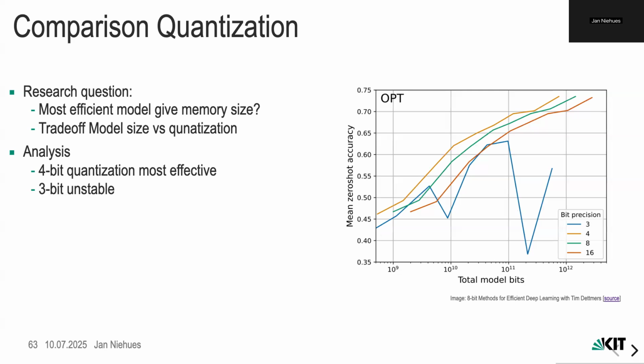Do the total model bits in the graph correspond to the original total model bits? No, after quantization. Otherwise it wouldn't be a fair comparison. So it might be that this and this model are the same type of model, just one with 4-bit and one with 3-bit. And you see this one is very slightly better, but not very much. So you see, okay, you're not losing significantly when going from 8-bit to 4-bit.